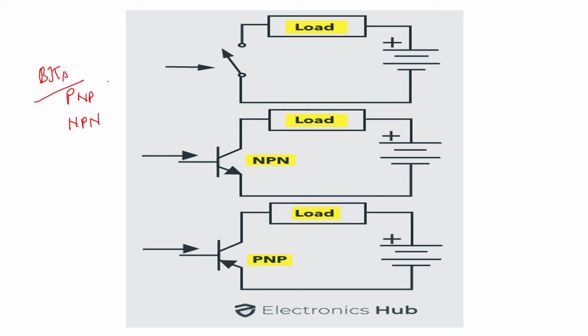Here we have taken an NPN transistor. In the second figure you can see an NPN transistor, and in the third figure you are showing a PNP transistor. This is a PNP transistor, this is an NPN transistor. Here you have shown a switch which is for both the diagrams.